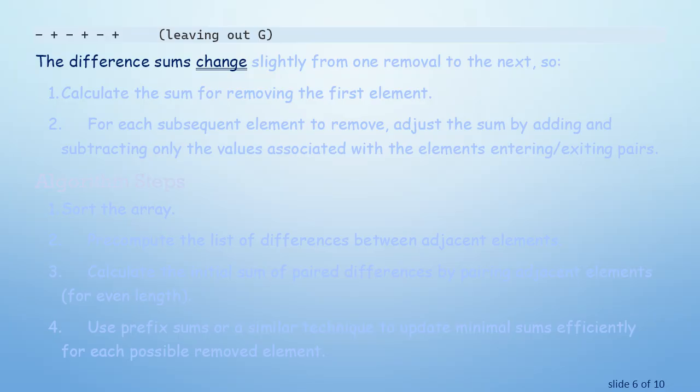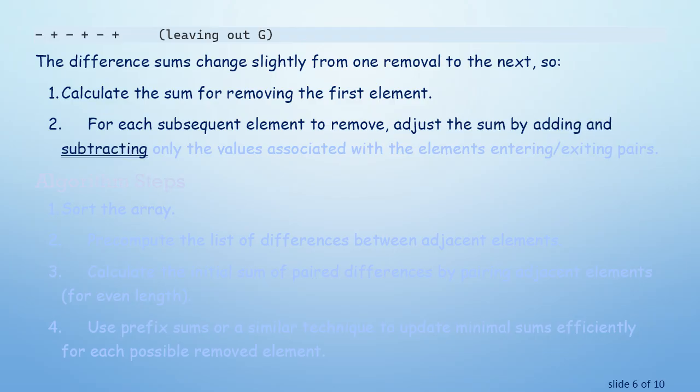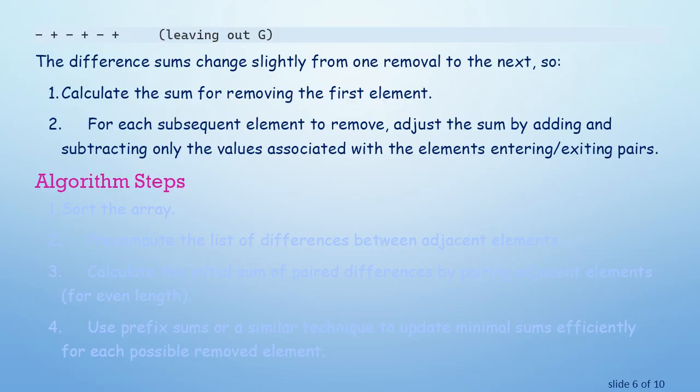The difference sums change slightly from one removal to the next, so calculate the sum for removing the first element. For each subsequent element to remove, adjust the sum by adding and subtracting only the values associated with the elements entering or exiting pairs. Algorithm steps: sort the array.